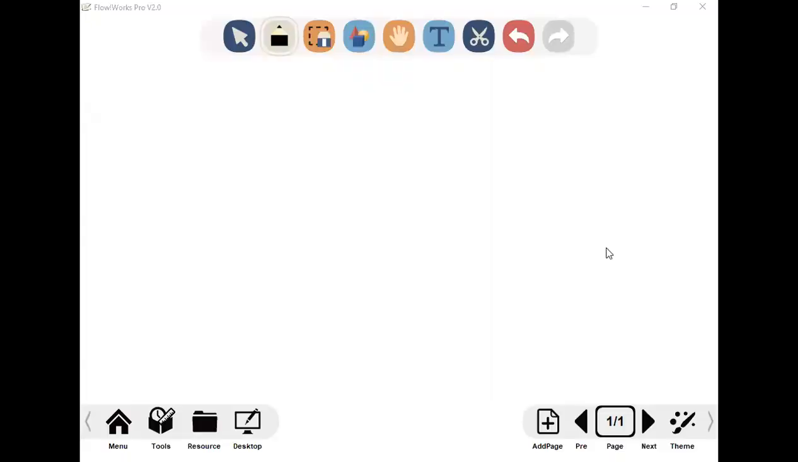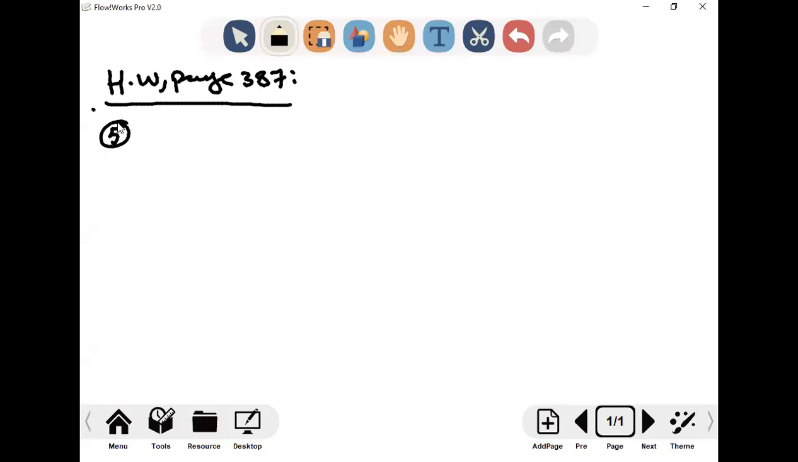So we are in the homework page 387. Check your answers, please. Question 5, it is part D. Question 6, x less than 3. In the next page, question 7, x less than or equal to -2.